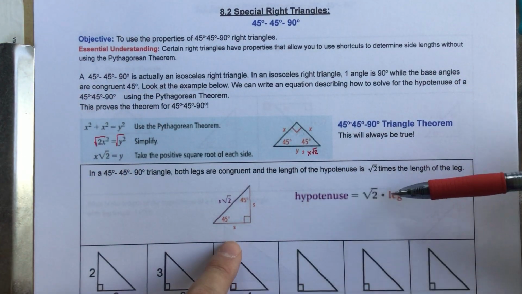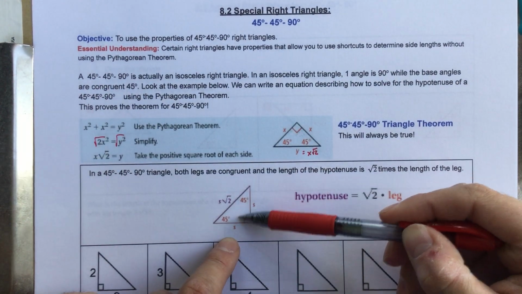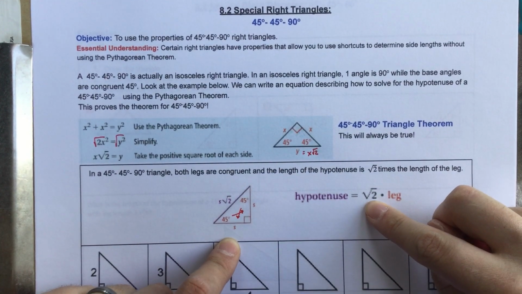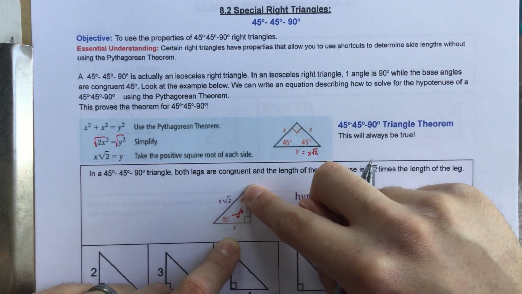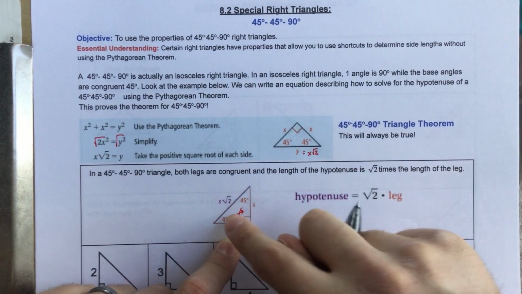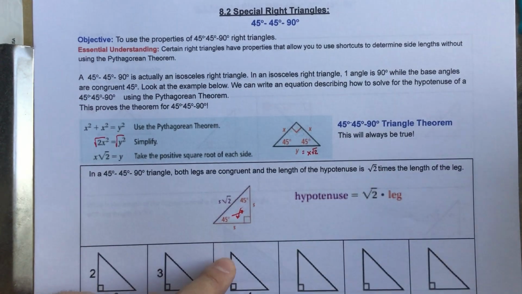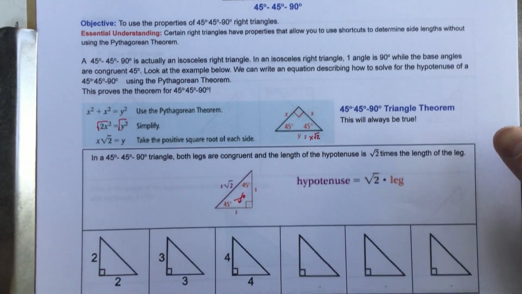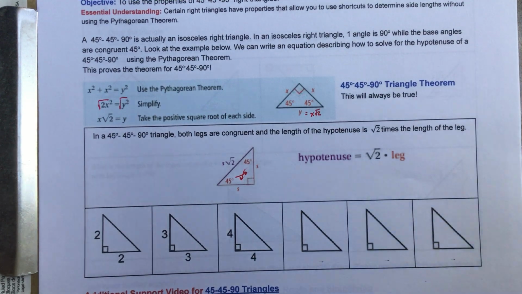I can take whatever the small legs are across from the 45 degrees, multiply it by the square root of 2, and that is the length of this hypotenuse. And we say this is in simplest radical form. We're not going to be using the calculator and actually taking the square roots of the values. We're going to leave them in simplest radical form.